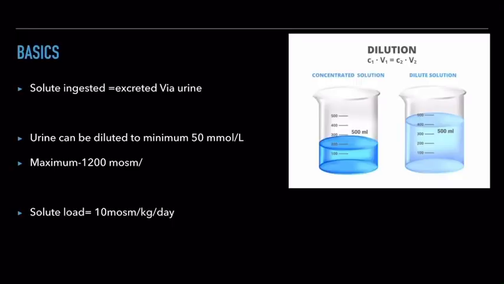Coming to certain basics regarding hyponatremia. As you know, the solute ingested per day is actually equal to the solute excreted via urine. And urine can be diluted to a minimum of 50 milliosmol per liter and maximum of 1200 milliosmol per liter. The normal solute load of an average person is actually 10 milliosmol per kilogram per day. So in a 70 kg male, it is actually 70 times 10, that is 700 milliosmol per day. It is the solute load of that individual.